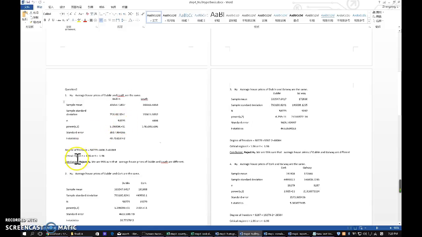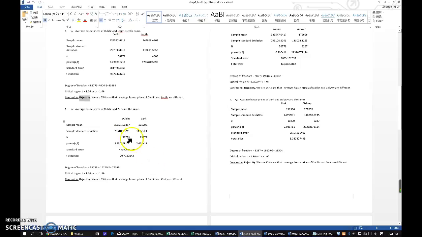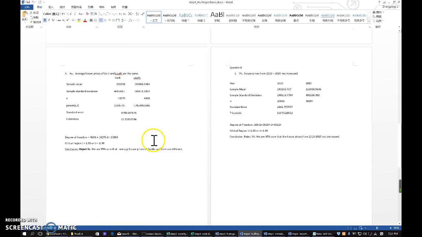and we get the T-score is 49.73, and according to the degrees of freedom, we get a critical region, and the T-score is in the critical region, so we reject the null hypothesis, and we are 95% sure that the average house price of Dublin and Louth are different. And the same for the next few counties.